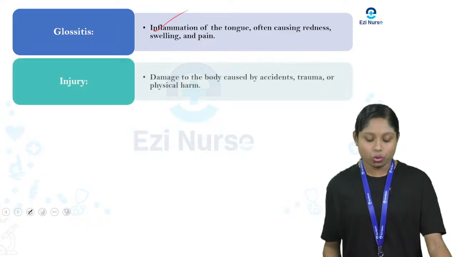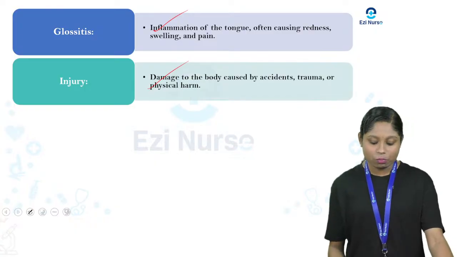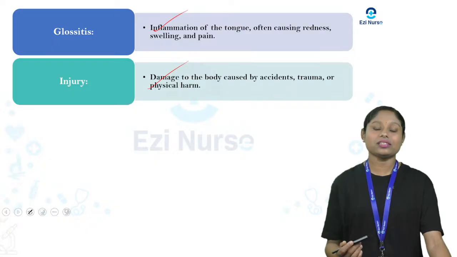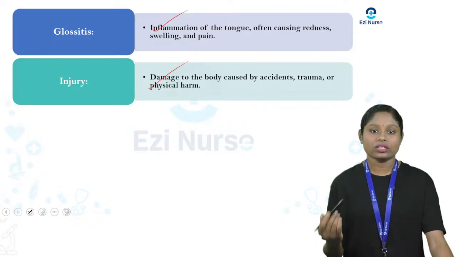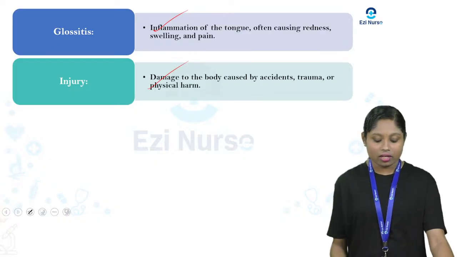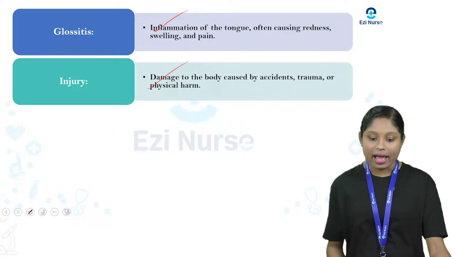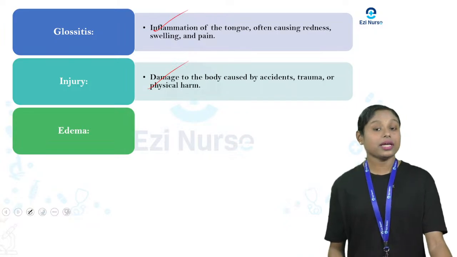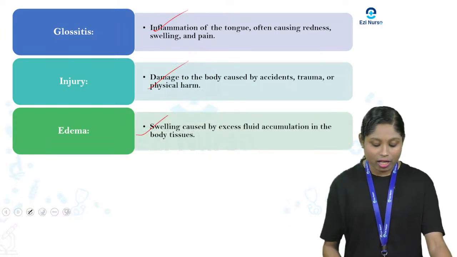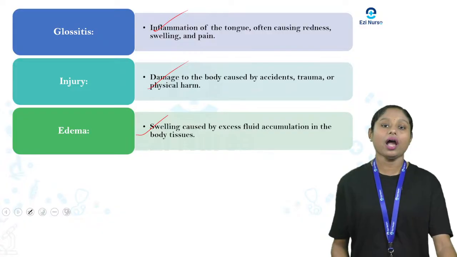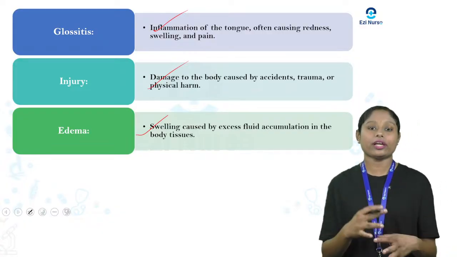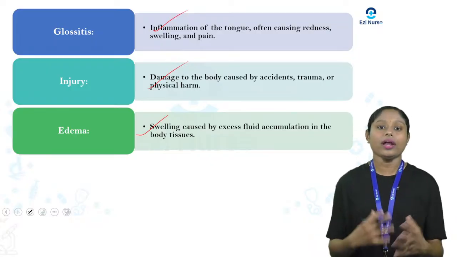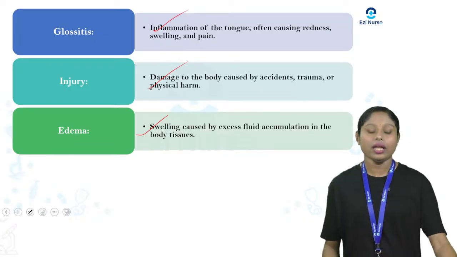Next word is injury. What is injury? Damage to the body caused by accident, trauma or physical harm. So injury is the damage to the body caused by accidents, trauma or physical harm. The next word is edema. What is edema? It's a swelling caused by excess fluid accumulation in the body tissue. So if there is excess fluid accumulation anywhere in the body tissues, there will be swelling, or edema will be present. That is what is called edema.